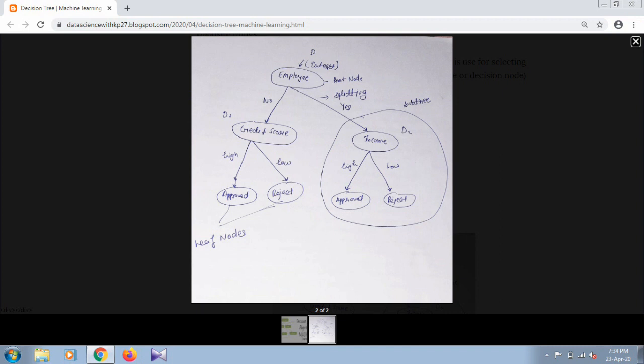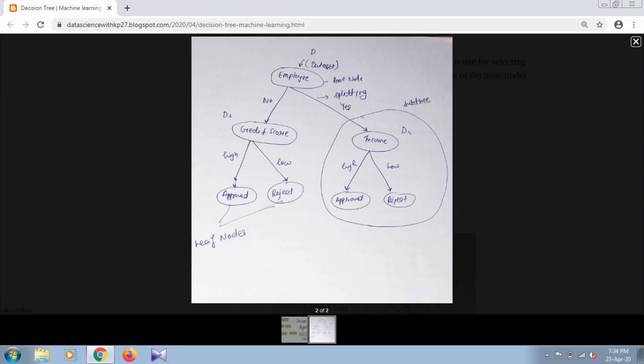Okay, so we start by taking our whole data set and splitting it into two parts, one for the employed person and another for the unemployed person. So this is our data set, employee. If the person is employed, it will go to the yes branch, and if the person is not employed, we can say unemployed, and it goes to the no branch. If the person is employed, then we will check their income.